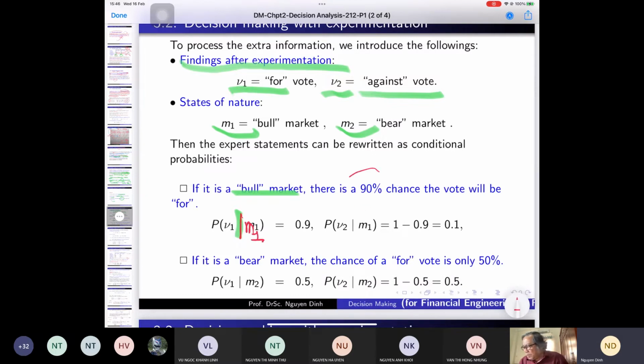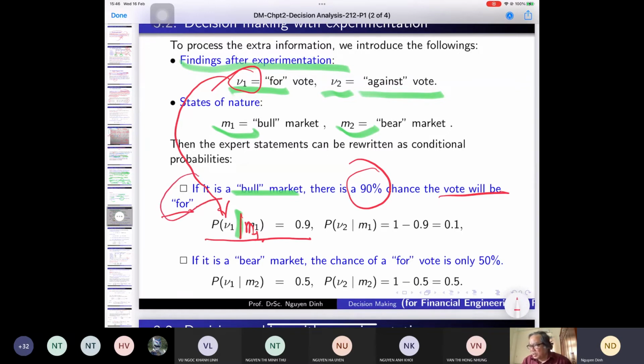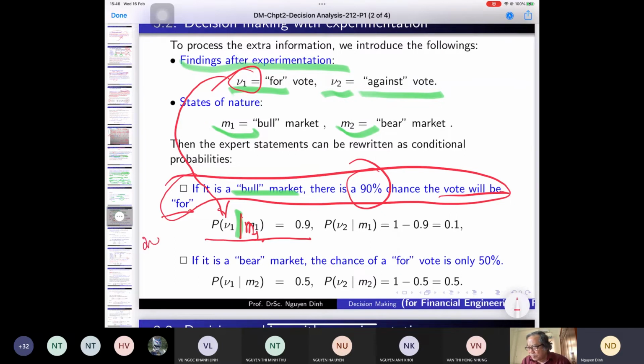And then there is a 90% chance for 4. So 4 is new 1, P of 4, the probability of 4 under the situation of bull is 90%. So what does it mean? It means that in the case the market is bull, 4 is 90%, so against is 10% here.